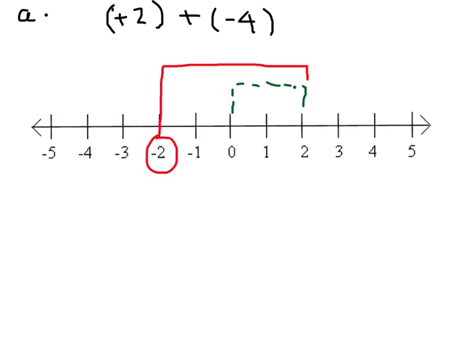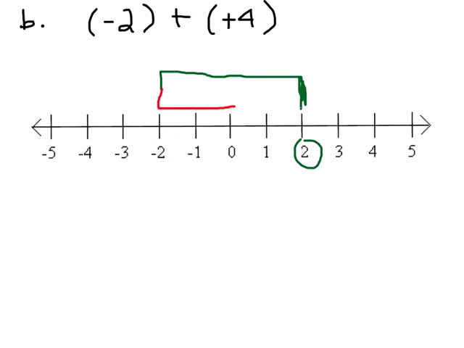Alright, doing it the way we just said, we have opposite signs, so we're going to be subtracting. 4 minus 2 is 2, and the 4 was negative, so we're going to give that a negative. Okay, I want you to be able to see this both ways.